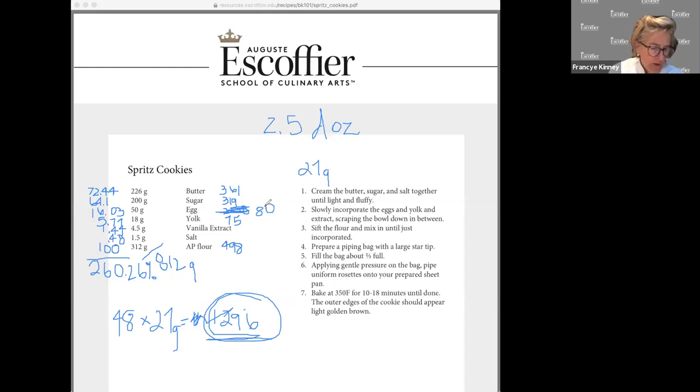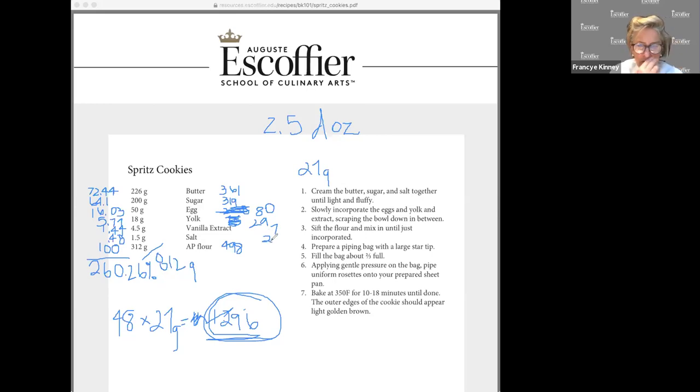So then 498 times 5.77% is 28.7, so we'll call that 29. And then our vanilla extract, 498 times 1.44% is 7 grams. And then our salt is 498 times 0.48%, and we get 2.39. So that'll be 2 grams.